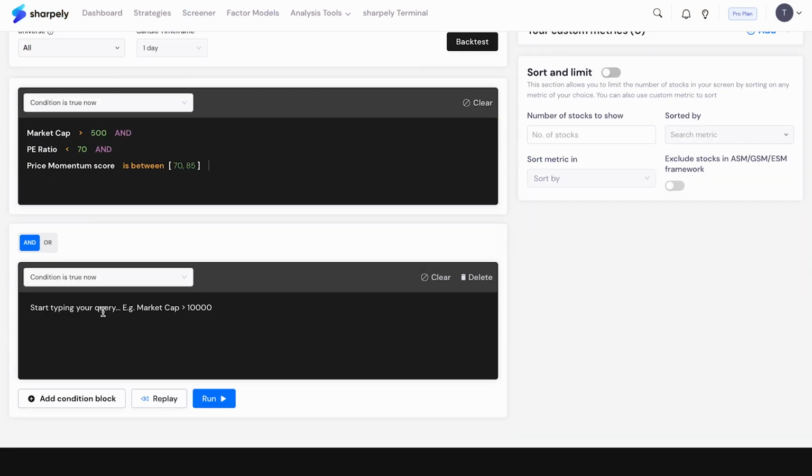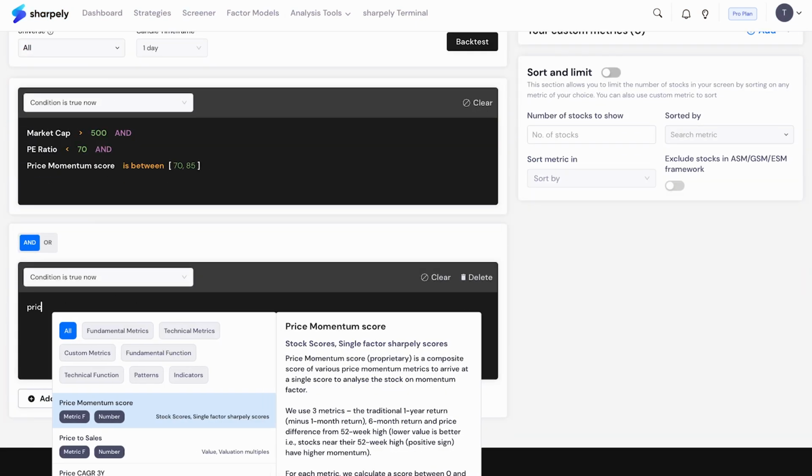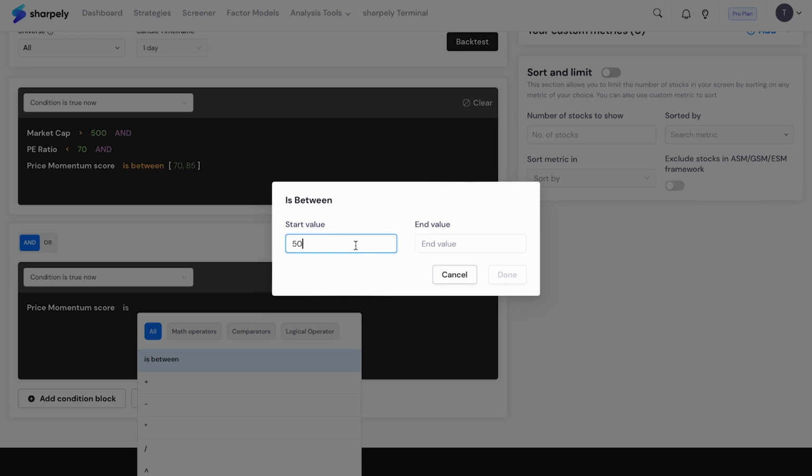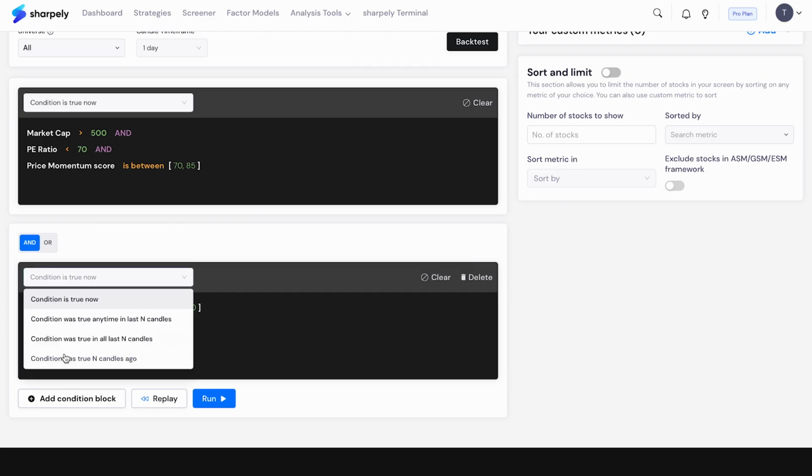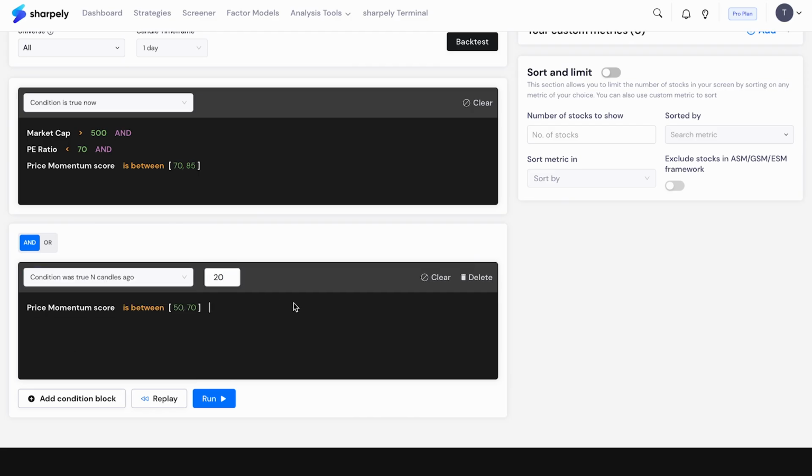In the panel below, we add another condition to enhance our selection. Here, we focus on stocks whose price momentum score was between 50 to 70 20 days ago. This means we are only selecting companies that have shown recent momentum growth from a score of 50 to 70 to 70 to 85. This helps us target companies that are accelerating and catching positive momentum. Momentum-based strategies like this aim to ride the wave of positive market sentiment. They are effective, but it's important to monitor performance regularly since momentum can shift quickly.